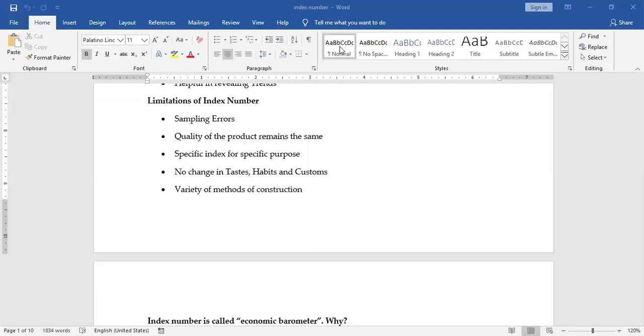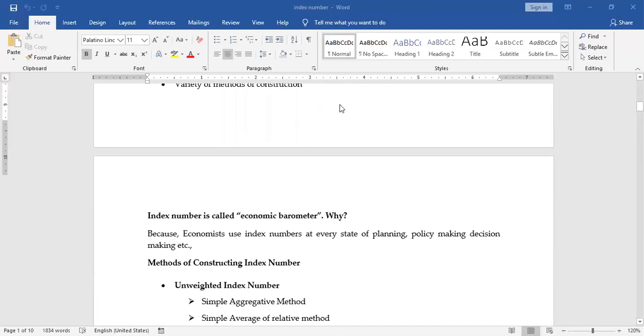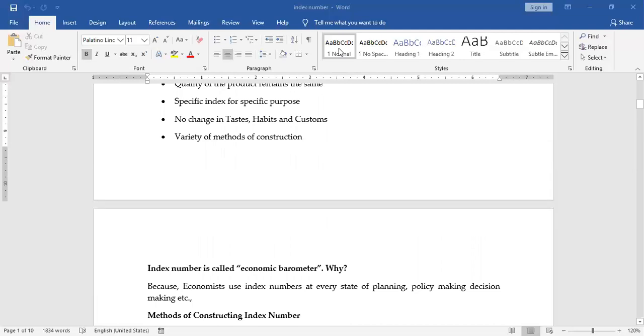In the next session, we will take up the calculations of index number, methods in calculating index number, and the numerical problems.